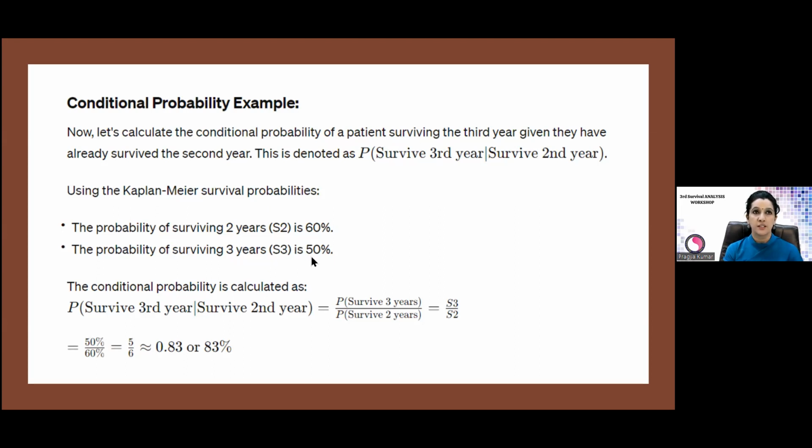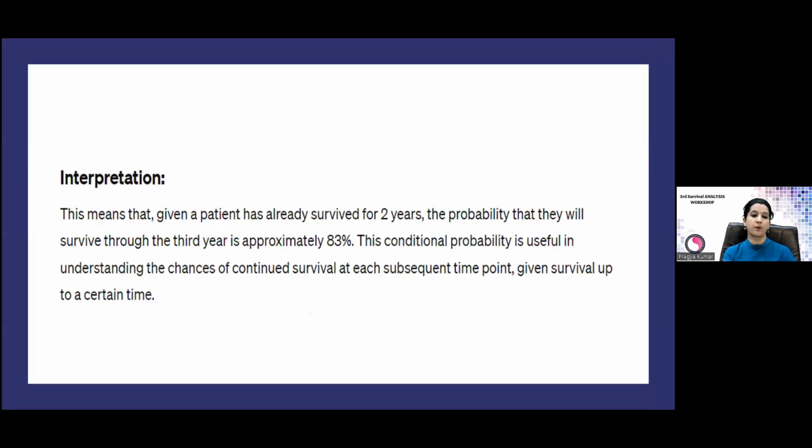So the conditional probability will be the survival probability at 3 years divided by that at 2 years. So it will be 50 by 60, which is 83%. So we say that 83%, or 0.83, is the survival probability in the third year of the people who have already survived till the second year. So this is the conditional probability.